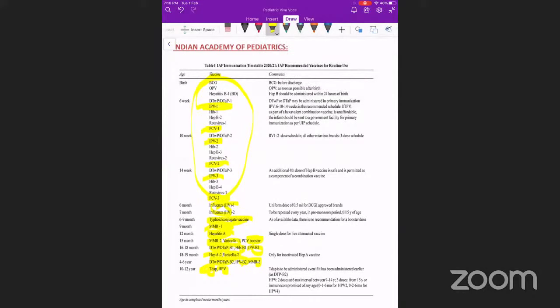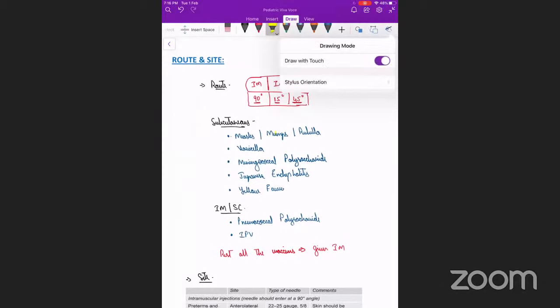Now coming to the route, okay. So we all know how we give our injections. There are three routes basically: intramuscular, intradermal, and subcutaneous. Intramuscular, we give at 90 degree. Intradermal, we give it at 15 degree. And subcutaneous, we give at 45 degree.